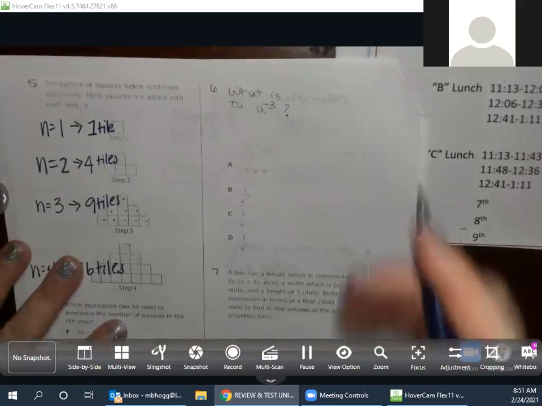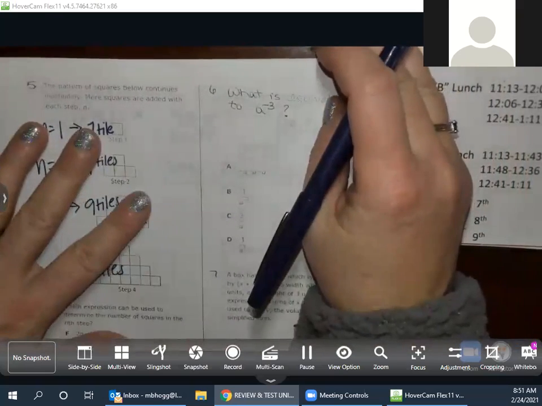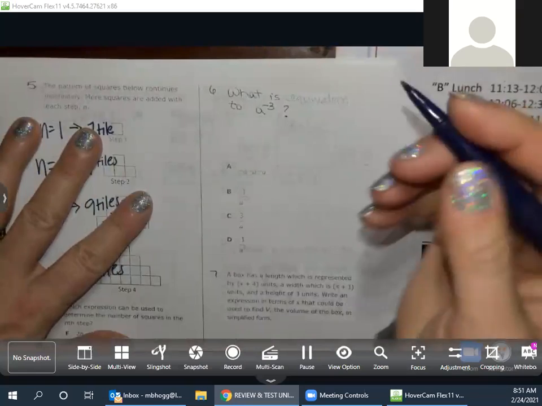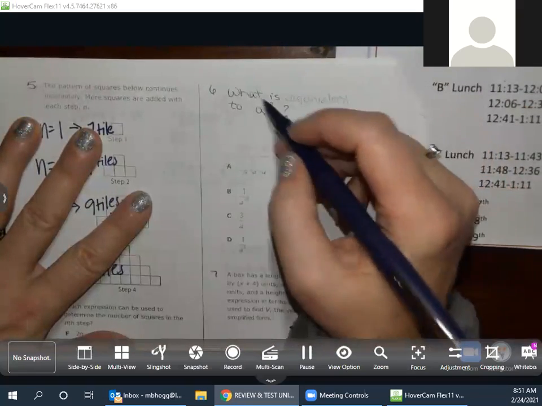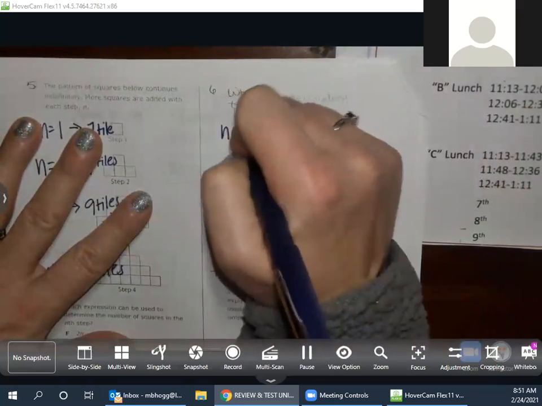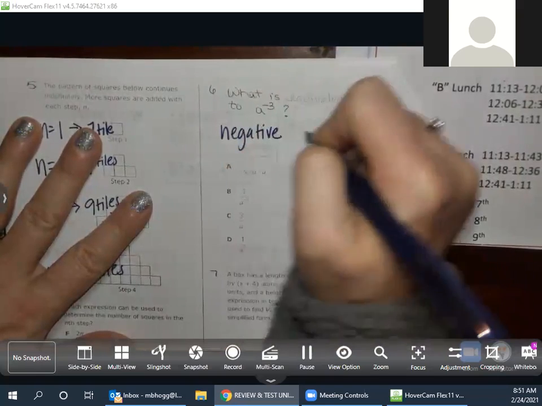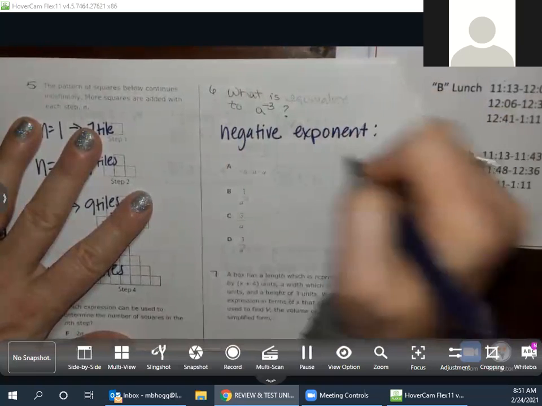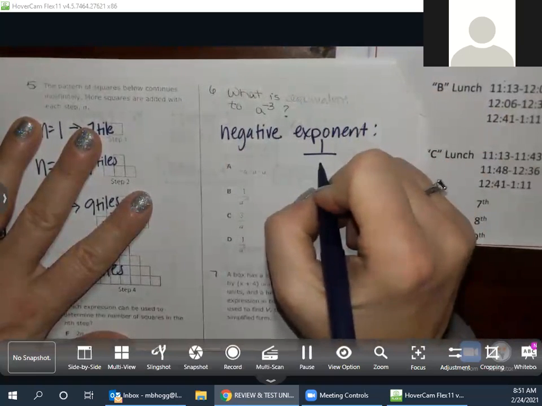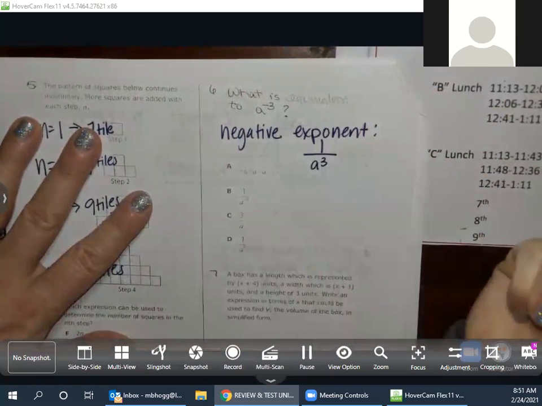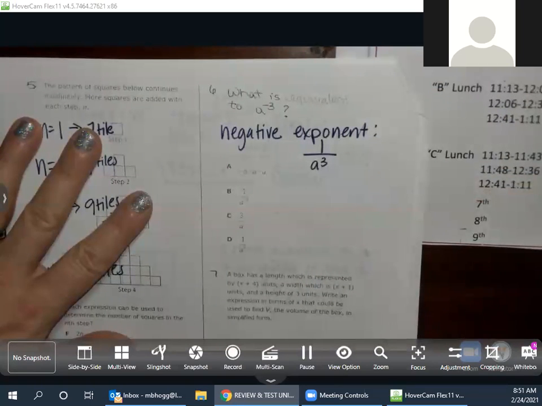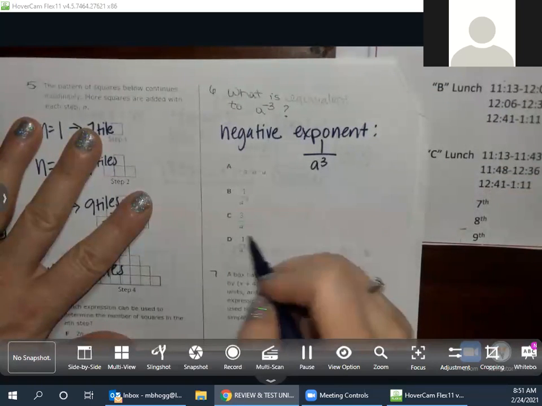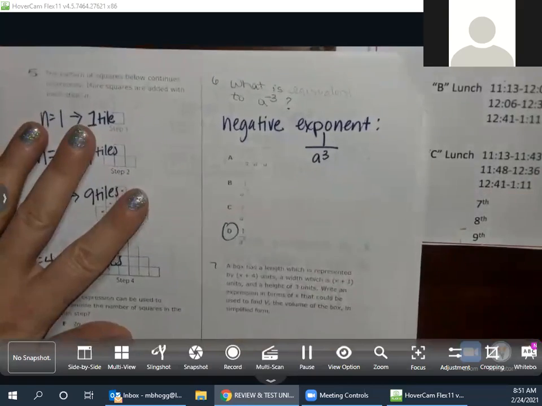Okay, number 6. What is equivalent to a to the negative 3? This is going back to exponents. Do y'all remember what we do with negative exponents? For a negative exponent, we put it under 1, right? So we would say 1 over a to the 3rd. So what's the answer? D.